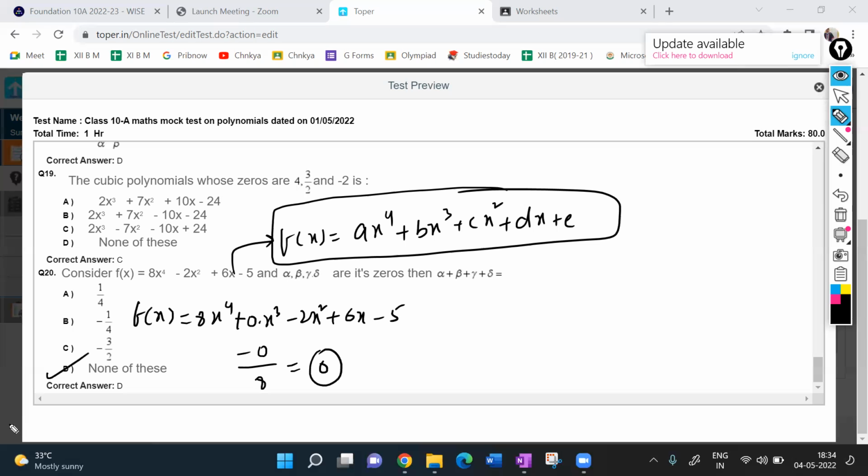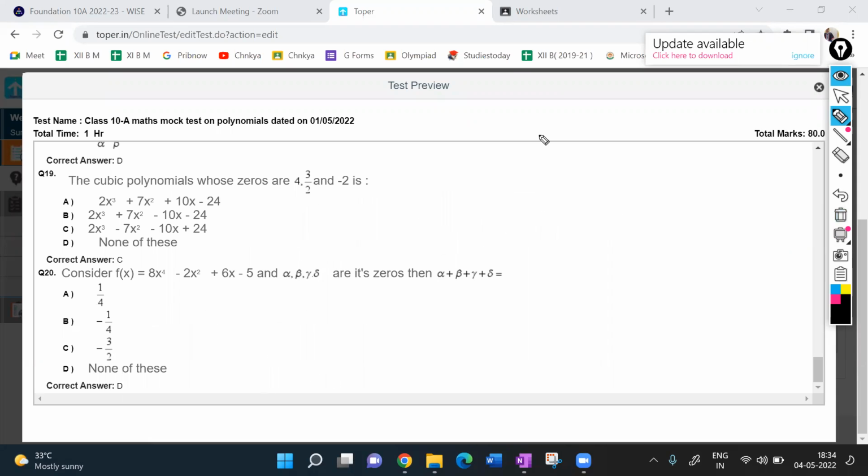Yes, sir. So if you do not know, you can still solve by using this method as well. You can go with the long division or synthetic method as well, but it is quite a lengthy method. I don't suggest that. This is a very simple method, minus b by a. So guys, this is the discussion of the question paper.